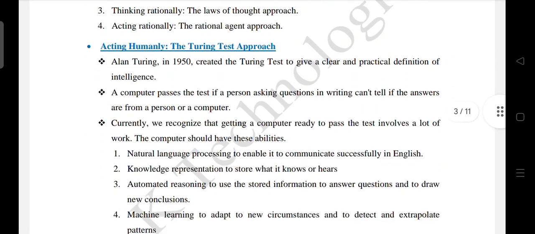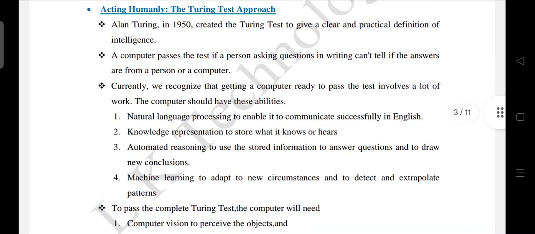Acting humanly, the Turing test approach. Alan Turing, in 1950, created the Turing test to give a clear and practical definition of intelligence. A computer passes the test if a person asking questions in writing can't tell if the answers are from a person or a computer. Currently, we recognize that getting a computer ready to pass the test involves a lot of work. The computer should have these abilities.